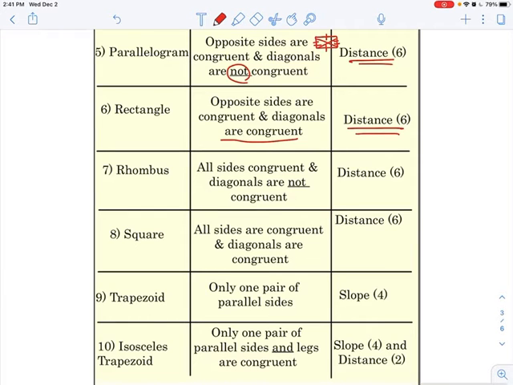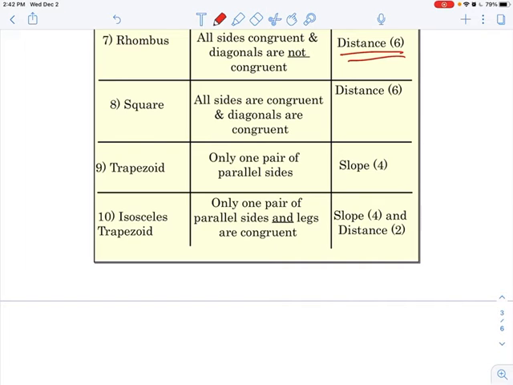A rhombus, you have to show that all the sides are congruent and the diagonals are not congruent. A rhombus has 4 sides, so that's the distance formula 4 times. And then the diagonals are not congruent. That would be an additional 2 times. So again, we're going to need to use the distance formula 6 times.